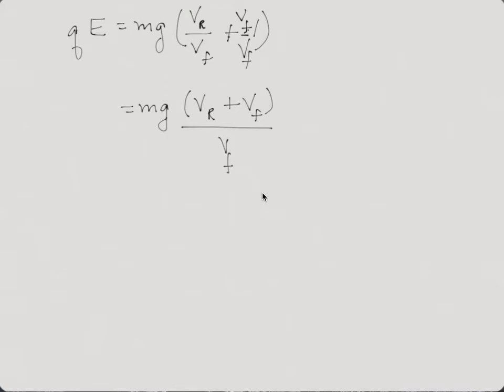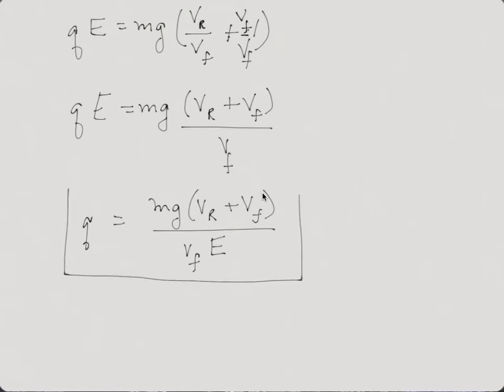Now if we're going to solve for the charge, because this is QE, we just multiply both sides by the electric field, and Q is going to be mg times VR plus VF all over VF times E. So this is the equation that we're going to use.